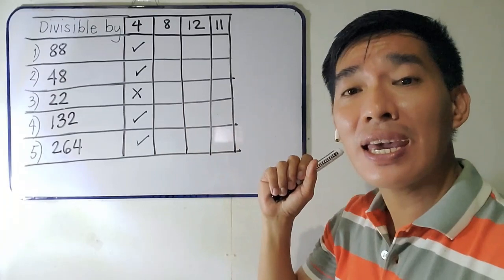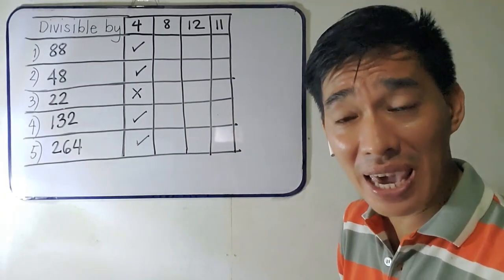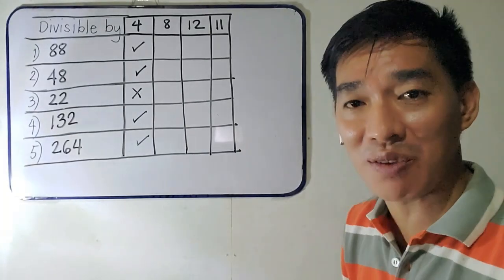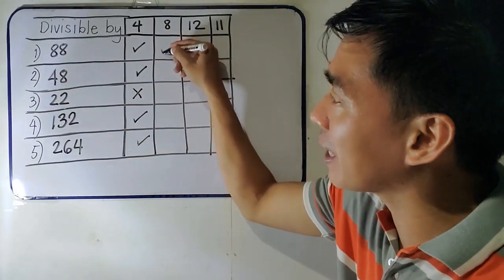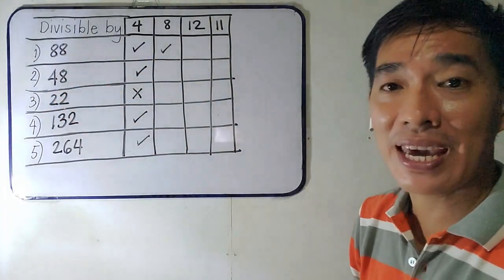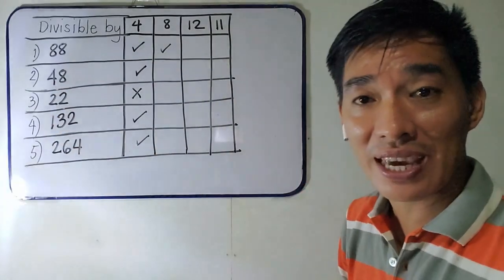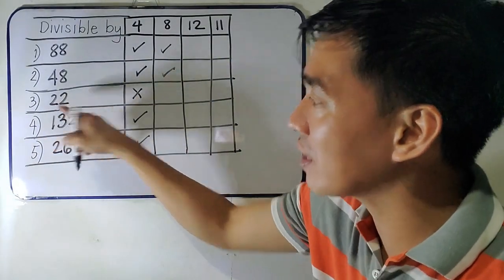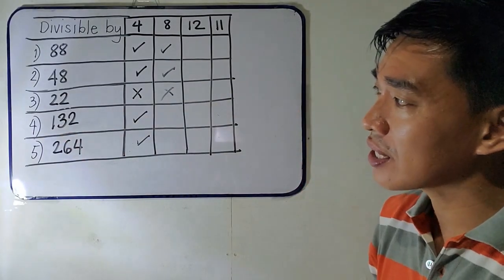For 8, if the last three digits form a multiple of 8, or are divisible by 8, then the entire number is also divisible by 8. This one is easy, divisible by 8, because 800 and 48 are divisible by 8. If you skip count by 8, you will also reach 48. That is 8 times 6, 48. So divisible by 8. This one is not divisible by 8. This one, last three digits.